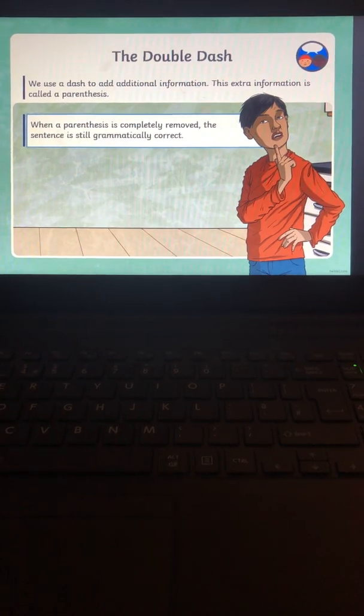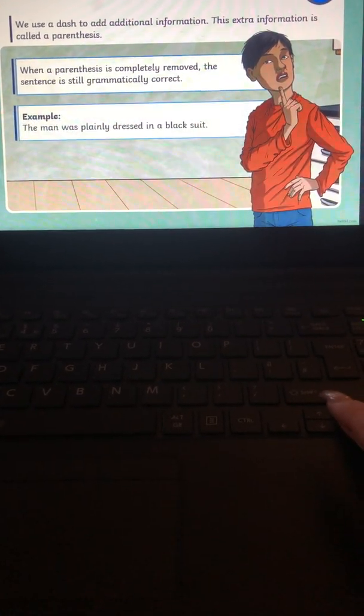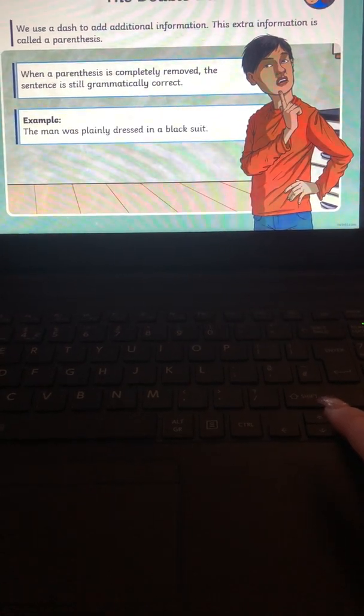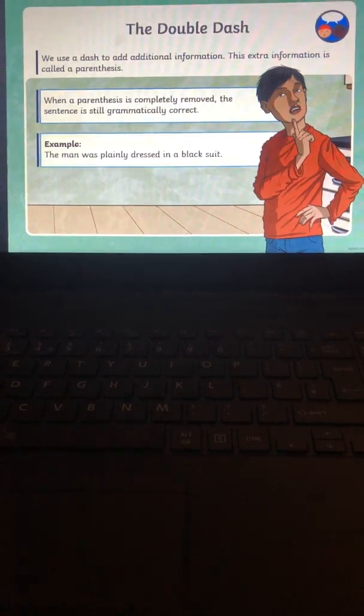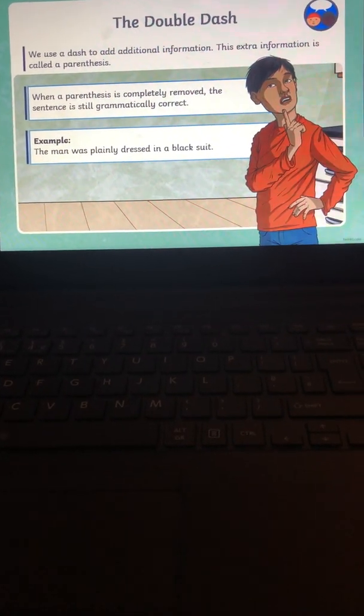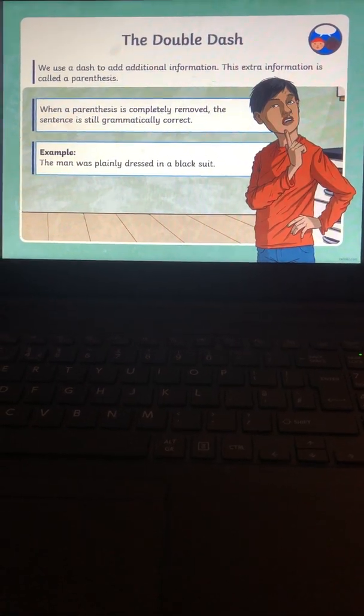So, when a parenthesis is completely removed, the sentence is still grammatically correct. So, as we've just said, the man was dressed in a plain suit. So make sure, just like you do with a relative clause, if you were to take that extra information away, the sentence would still make sense, okay?